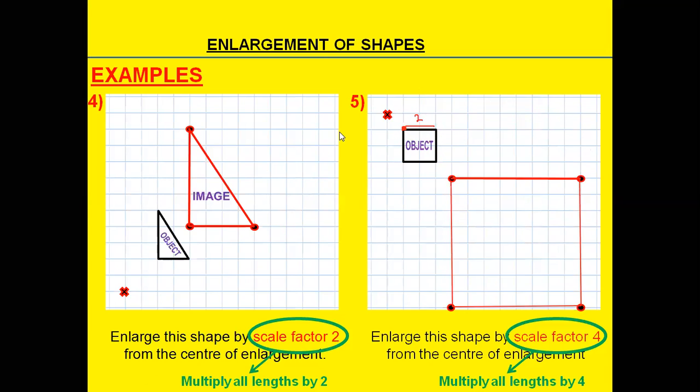Okay, Lean, what? Teacher, what if the center of enlargement is within the shape? We're not going to talk about that. Okay. There are questions about it, but we don't need them. Okay, thank you. Welcome.